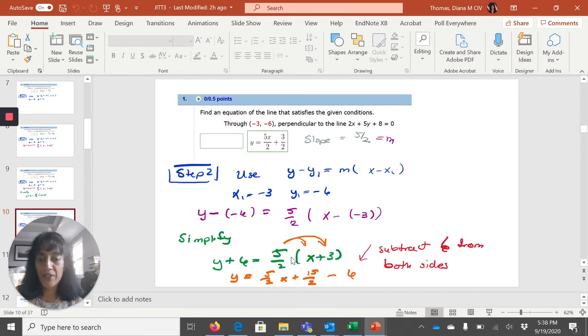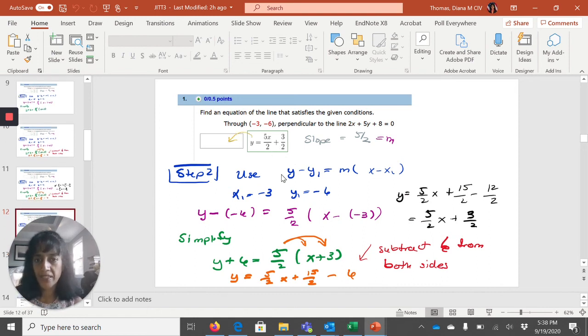And then distribute the 5/2 in and subtract the 6 over. So if I simplify that, that becomes 5/2 x plus 3/2. And look at that, WebAssign got the answer right. Goes right here.